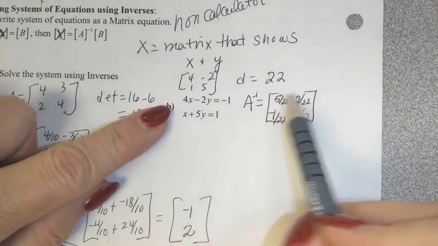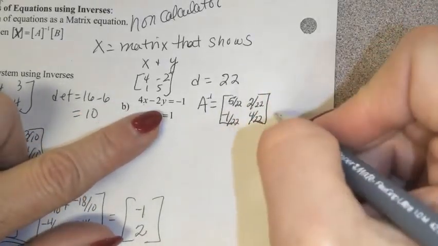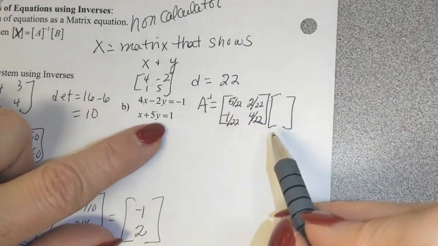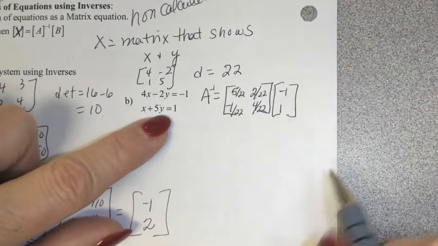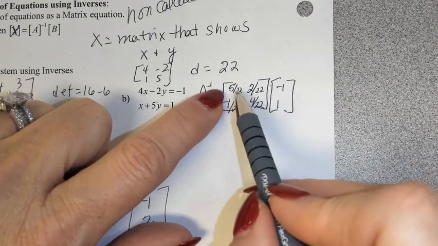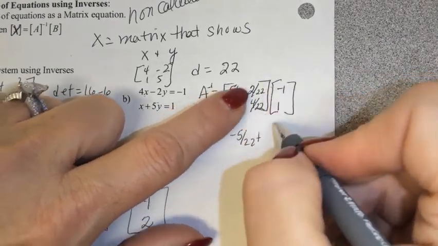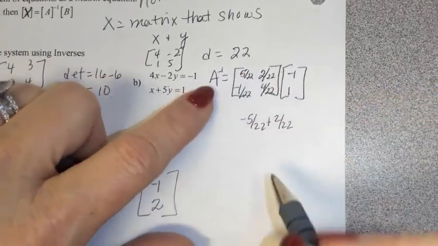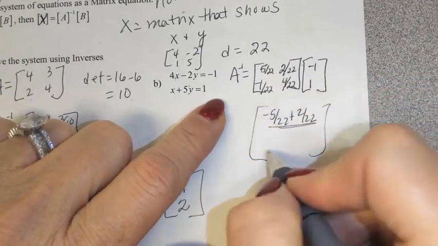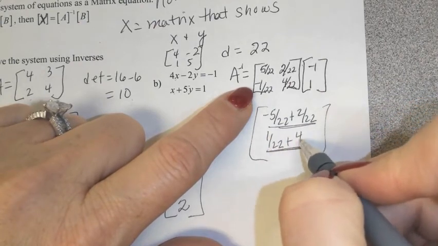And then to find that missing matrix that will tell us what x and y are, we know that that missing matrix, that matrix X, we're going to multiply by that constant matrix on the right of negative 1, 1. And so we're going to multiply that out. So we're going to do our multiplication method where we do rows by columns. We get negative 5 over 22 plus 2 over 22. That's going to represent X. And then for Y, that's going to end up being 1 over 22 plus 4 over 22.